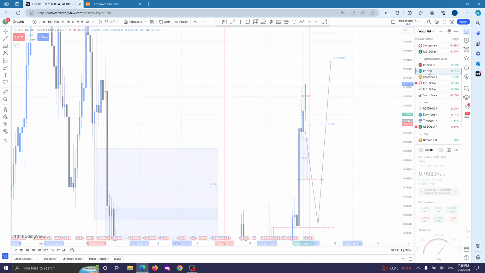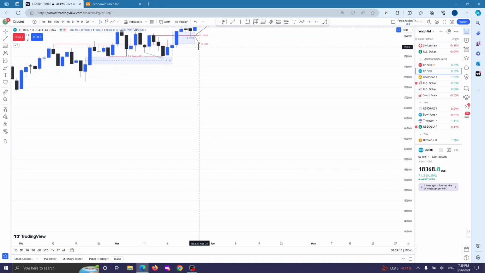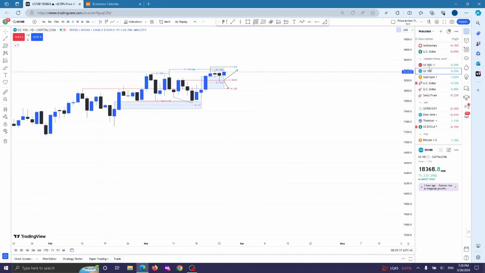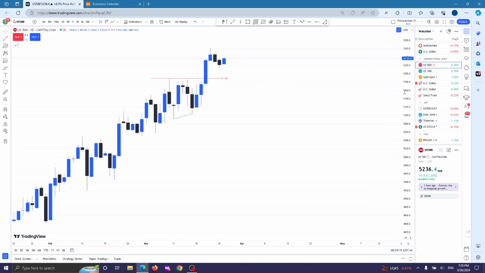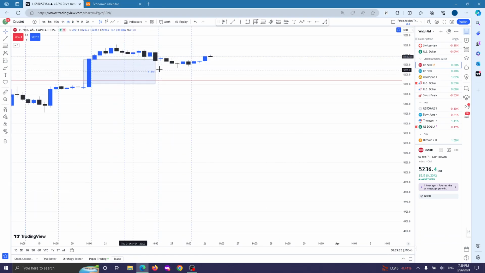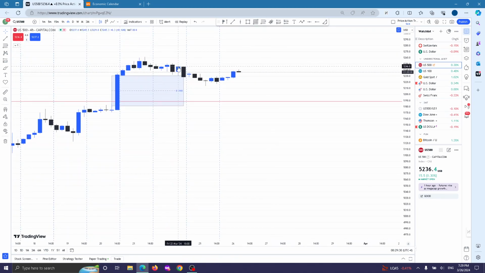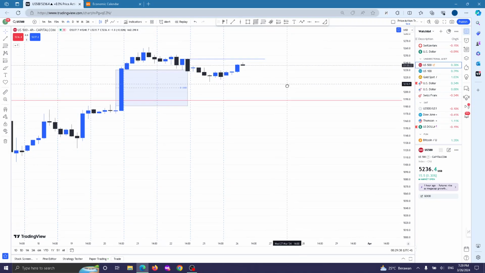Let's look at Nasdaq. Nasdaq is extremely bullish, of course. Let's look at ES. ES, bullish as well. We mitigated this daily busy. Looks like we are targeting this equal high next. This is the next draw on price.